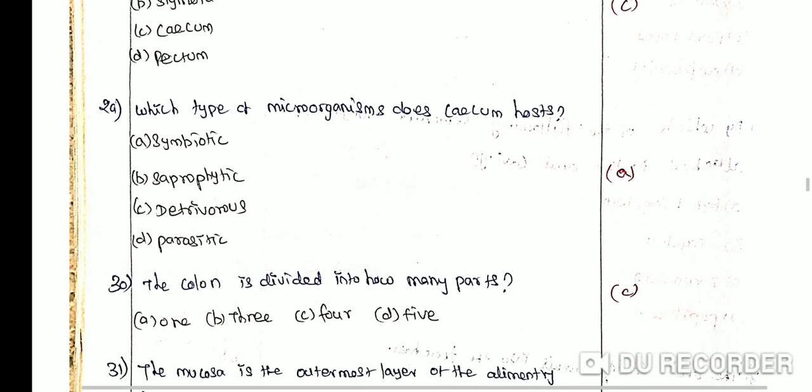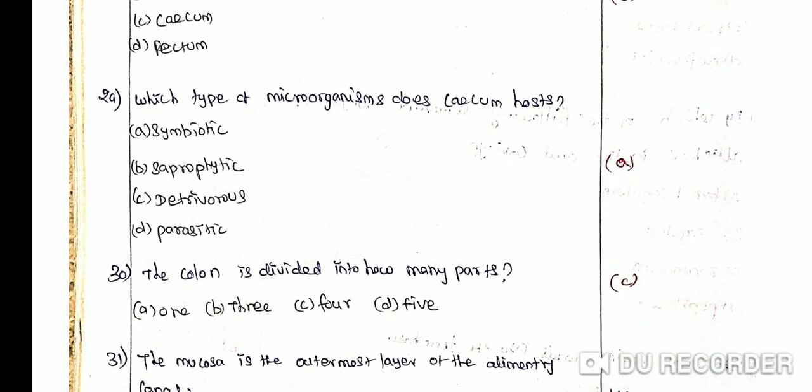Which type of microorganism does the cecum host? Option A symbiotic, option B saprophytic, option C detritivorous, option D parasitic. Answer is option A symbiotic. The large intestine consists of cecum, colon and rectum. The ileum is a part of the small intestine which opens into the large intestine. The cecum is a blind sac which hosts some symbiotic microorganisms.